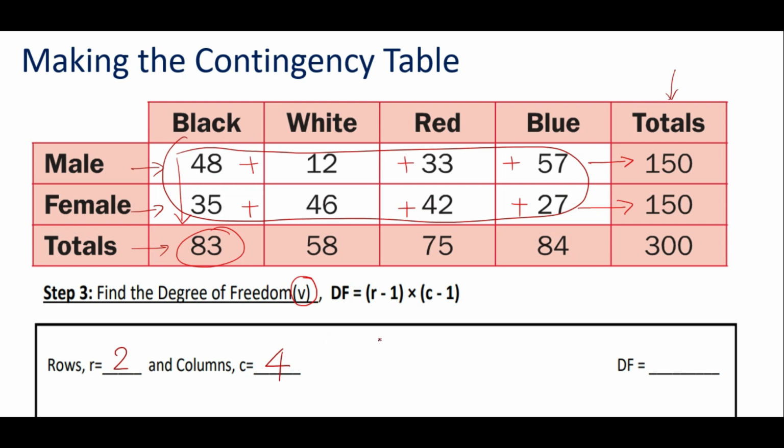So here R minus 1 times C minus 1 is your formula. My R is 2, I have 2 rows. So 2 minus 1 times 4 minus 1. So I have 1 multiplied by 3, giving me the degree of freedom to be 3.